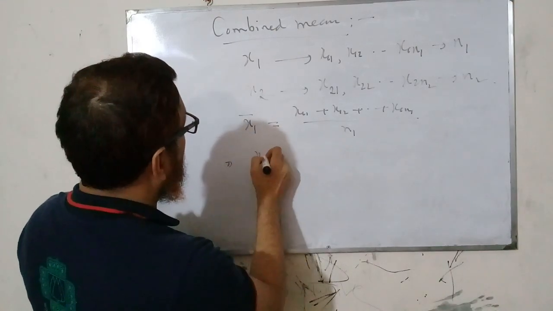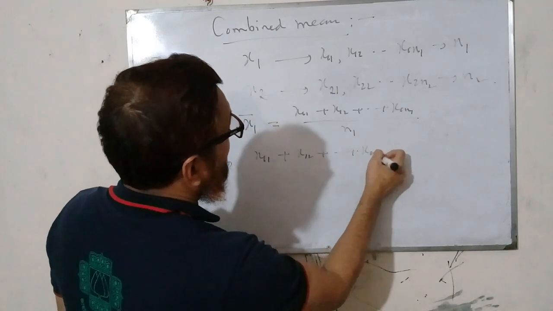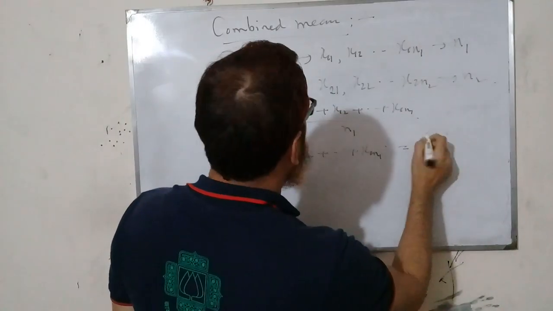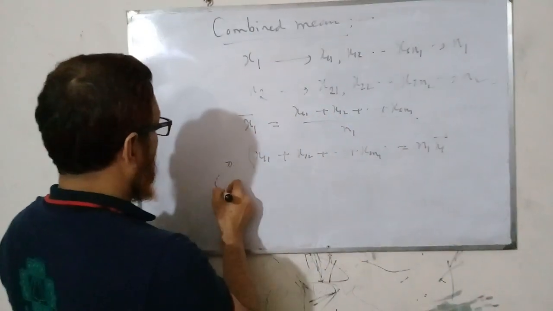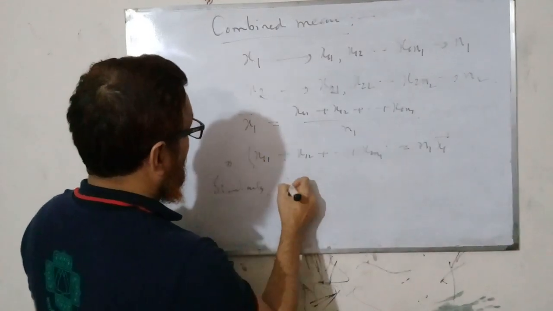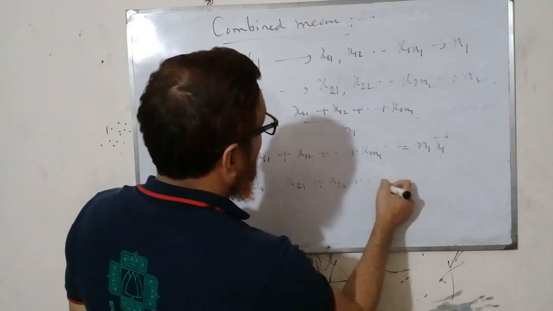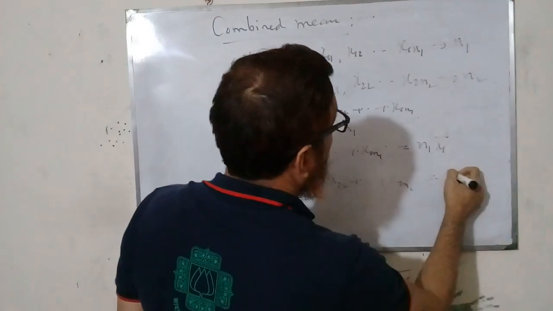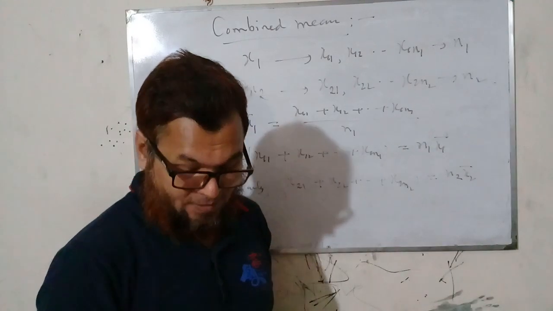That is, x11 plus x12 plus ... plus x1n1 equals n1 x1 bar. Similarly, x21 plus x22 plus ... plus x2n2 equals n2 x2 bar.